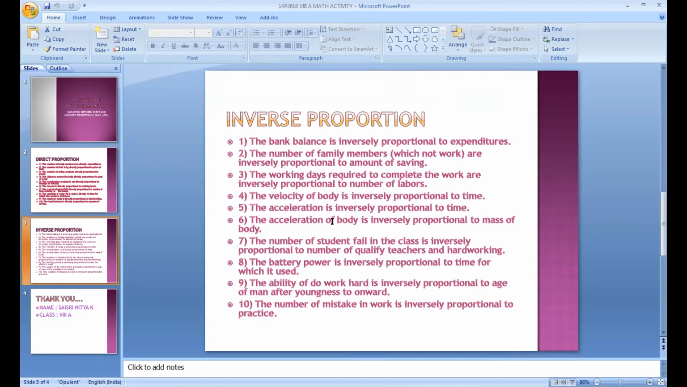The acceleration is inversely proportional to time. The acceleration of a body is inversely proportional to the mass of the body. The number of students failing in the class is inversely proportional to the number of qualified teachers and hard work. The battery power is inversely proportional to the time for which it is used. The ability of working hard is inversely proportional to the age of a man after youth onward. The number of mistakes in work is inversely proportional to practice.